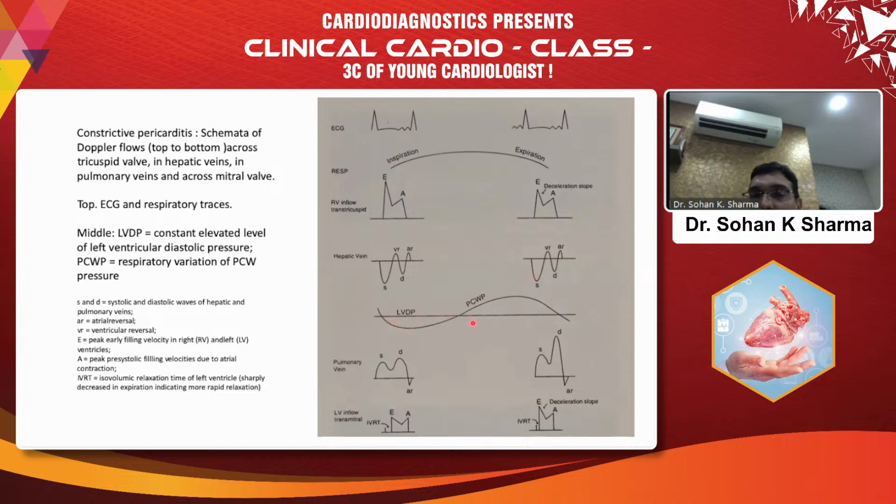LV diastolic pressure is the same throughout the phase of respiration, while pulmonary capillary wedge pressure increases during the expiration and decreases during the inspiration. Pulmonary vein flow reversal: the pulmonary vein systolic wave is lesser than the diastolic wave, and atrial reversal is seen. And LV inflow variation is also seen. LV inflow variation in the inspiration is less, and in the expiration it is more. So these are all the echo findings.